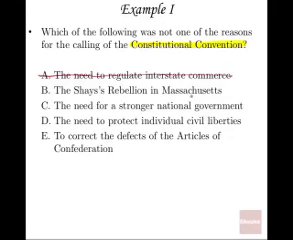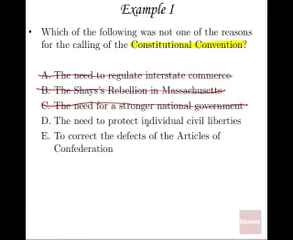The Shays Rebellion in Massachusetts. Well, this is another way of saying that there was no strong executive to quell rebellions. The need for a stronger national government. Again, B and C are basically essentially saying the same thing. There's no protocol for dealing with situations. The national government didn't have the power to tax. They could request. So they were, in essence, very emasculated.